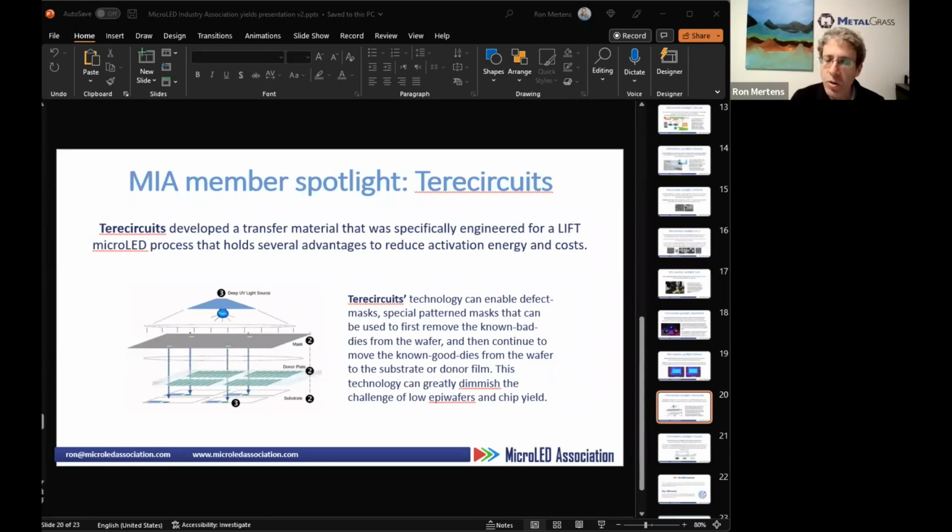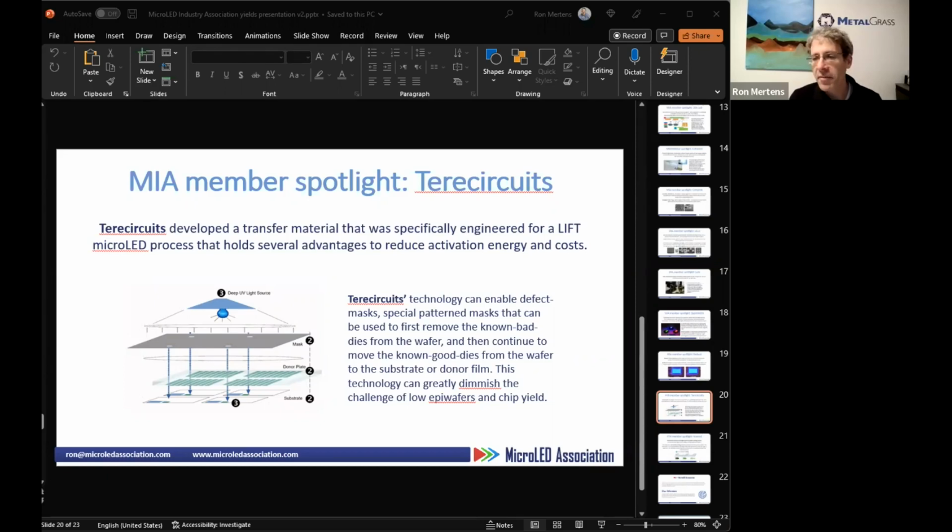So using the technology, you can use a patterned mask. You use the mask between the material and your UV source, so you control which LEDs are released and which ones remain on the donor film. And you can actually customize these LED masks on the go.